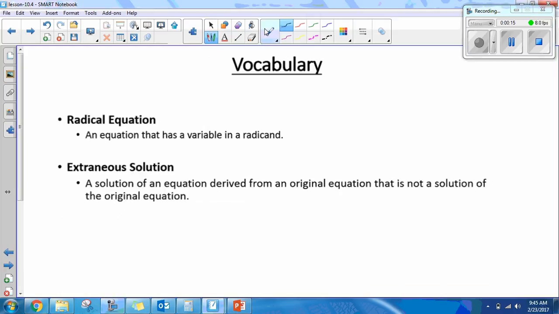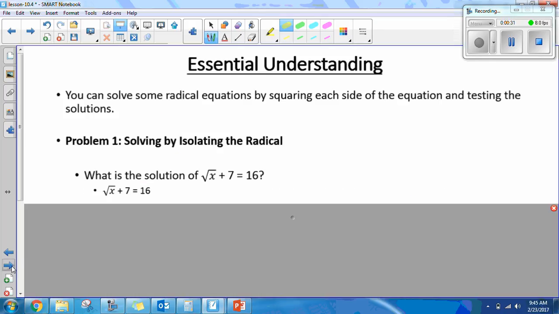Radical equation: an equation that has a variable in a radicand. Extraneous solution: a solution of an equation derived from an original equation that is not a solution of the original equation. You can solve some radical equations by squaring each side of the equation and testing the solution.